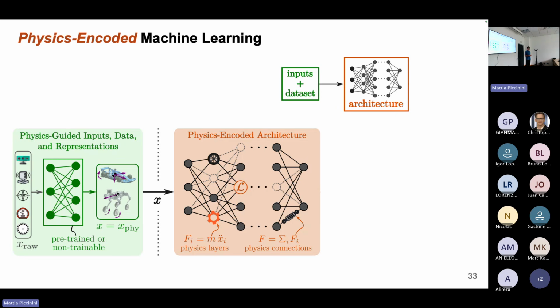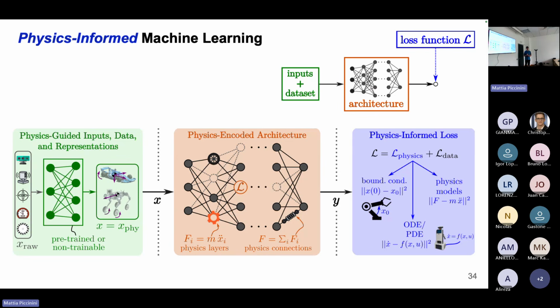And then the last class, which your colleague was mentioning, is the one in which we act on the loss function. And this is the most popular. This is called physics-informed machine learning. By the way, this gives the name to the course as well. This course is called physics-informed machine learning. But as we will see in a second, there is confusion in the community. So a lot of people talk about physics-informed machine learning.